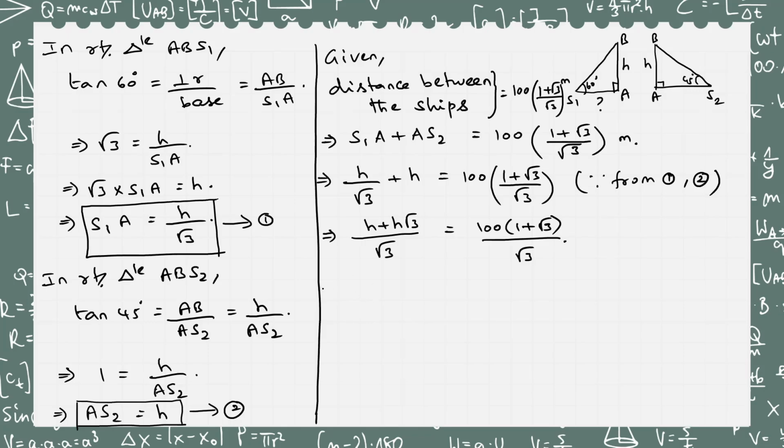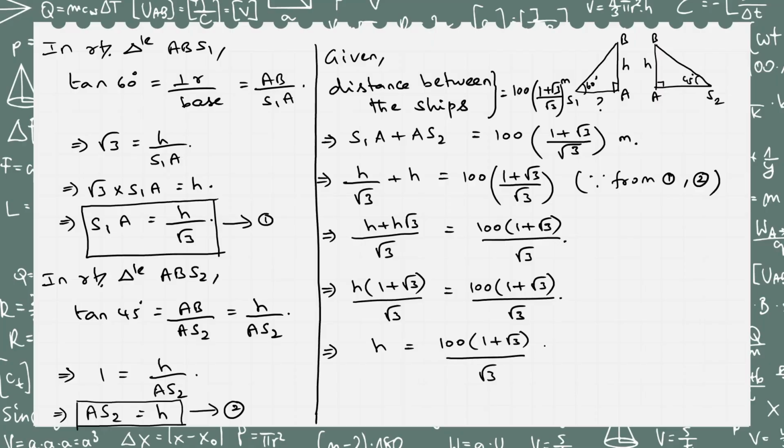And that implies H we can take common from the numerator also. So H into (1 plus root 3) divided by root 3 equal to 100 into (1 plus root 3) divided by root 3. Okay, so that implies H equal to, we can cross multiply this to the other side. So this is 100 into (1 plus root 3) divided by root 3. And when we send a fraction to the other side, it will get reciprocated, right? So root 3 goes up and 1 plus root 3 goes down. And after cancelling root 3 and this 1 plus root 3, we simply get 100 meters.